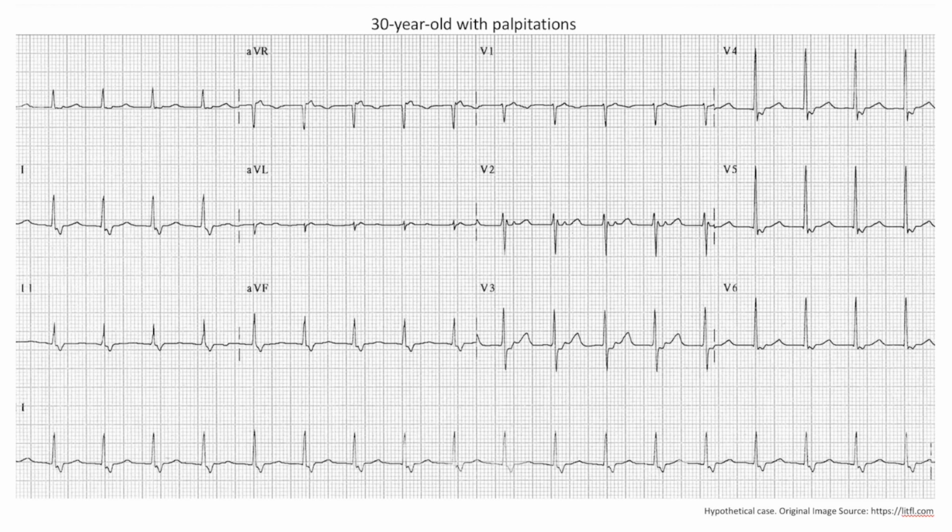Now we have another 30-year-old with palpitations, and in this case, again, the rate is probably between 100 and 150. And notice how between the QRS and T wave, there is this negative deflection that we see.